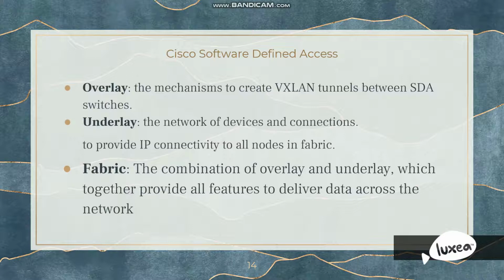Alright, let me talk about a few things that we should know before we get to this chapter. First, overlay. The mechanisms to create VXLAN tunnels between SDA switches, used for transporting traffic from fabric to fabric. Second, underlay. The network of devices and connections to provide IP connectivity to all nodes in the fabric. And fabric, the combination of overlay and underlay, which together provide all features to deliver data across the network.